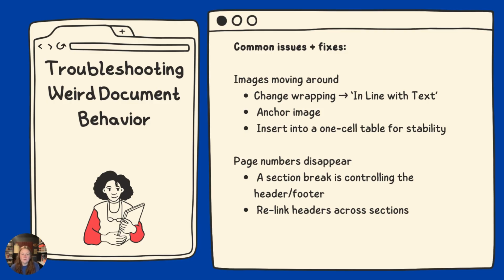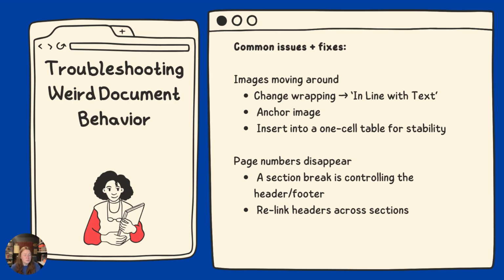So some stuff that will often come up is images moving around. A lot of that has to do with the text wrapping. When the text is moving lines, the image might be moving. And then there will be things with it showing on a page or not showing on a page, jumping to the next. And so you can anchor the image. We talked about locking images, or you could insert it into a one-cell table. Sometimes that'll make it a little bit more stable in the document.